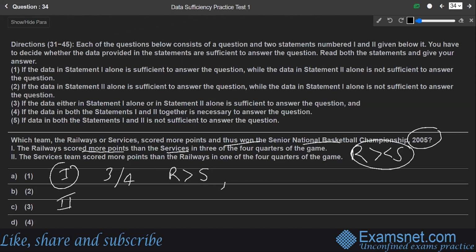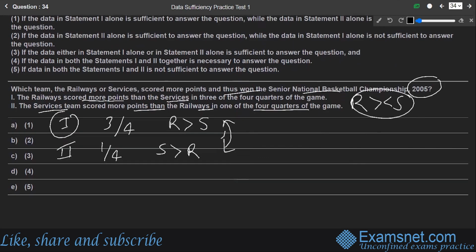Okay, let us check the second statement. It says the Services team scored more points than Railways in 1 quarter of the game. So in 1 out of 4, Services scored more points than Railways. But again, the question is how much more. Unless the points are given in the statements, the information is not sufficient to answer. Only then can the comparison be made and the total number of points counted. So clearly the information in both statements is not sufficient because the number of points scored is not given. So we pick option E, that is 5.